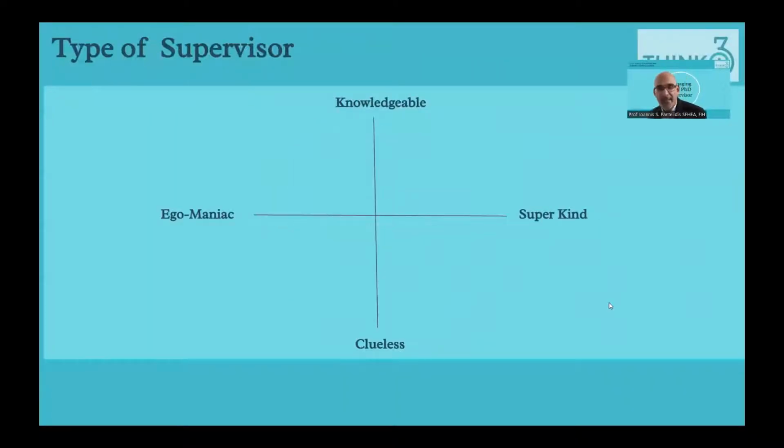So let's first talk about the type of supervisors that you might get. Now, talking in extremes here. On the one side, you might get that professor who is the egomaniac, it's all about me. And on the other extreme, you can get that supervisor who's super kind, always out there to look after you.